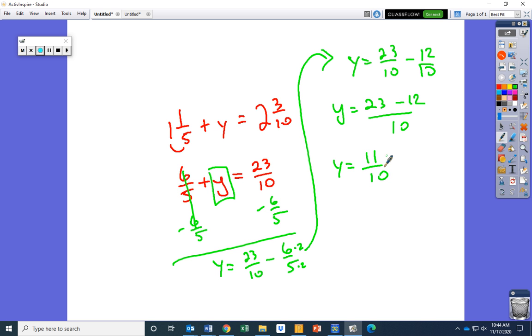Okay, and what's wrong with this? It's improper. So I can rewrite this as a mixed number. How many 10s go into 11? 1. What's left over? I take that 10 out from the 11 and I have 1 left. And what's my denominator? 10. Okay, so y would equal 1 1/10.